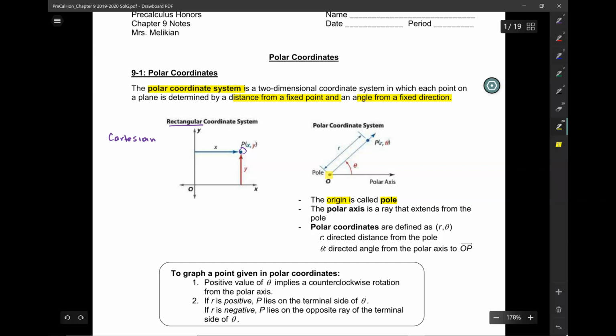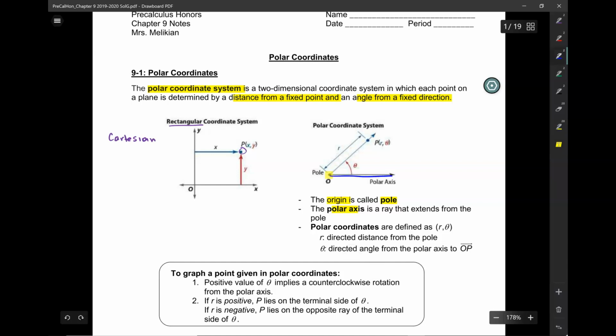All right. The polar axis is a ray that extends from the pole. This is the polar axis. It's horizontal, right? So that's the polar axis right here.